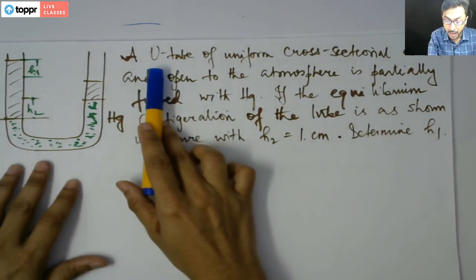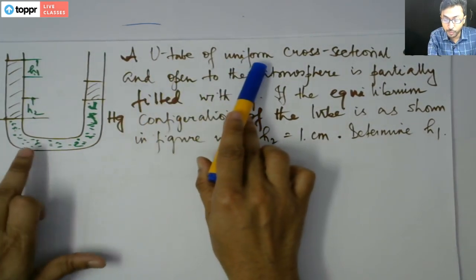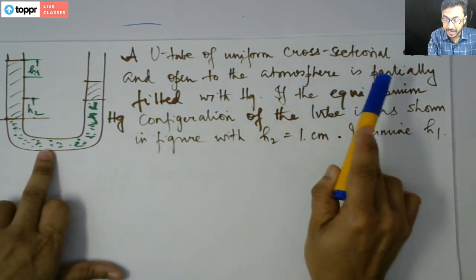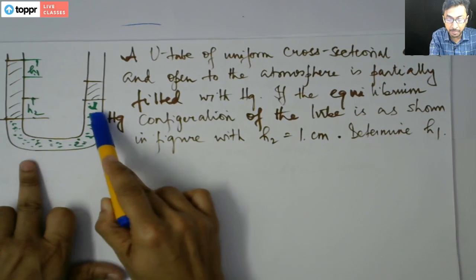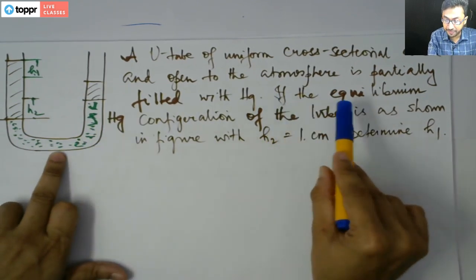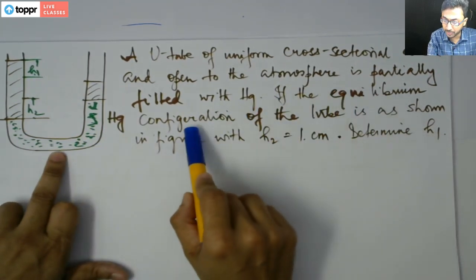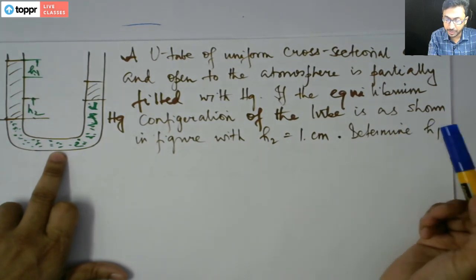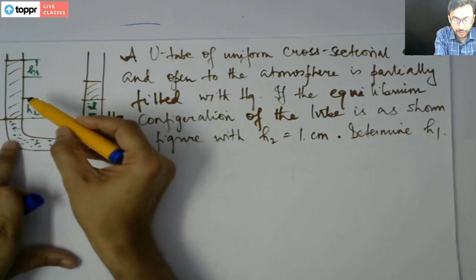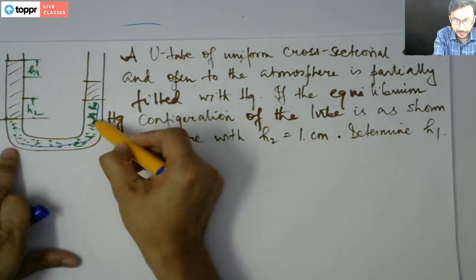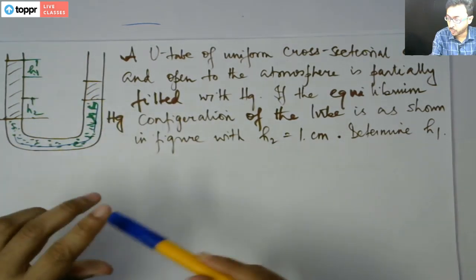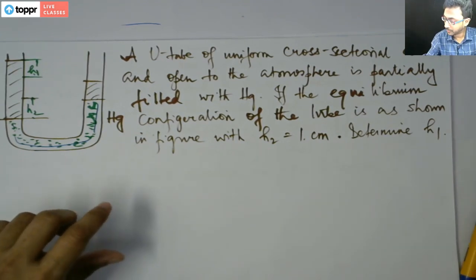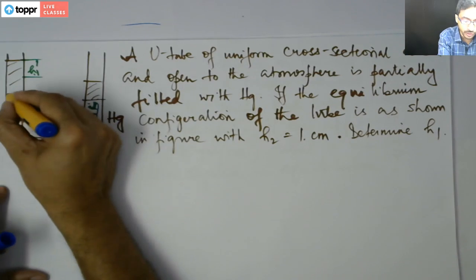A U-tube of uniform cross-sectional area and open to the atmosphere is partially filled with mercury. If the equilibrium... now this is mercury and this is water. So water is poured in both the arms, this is water.